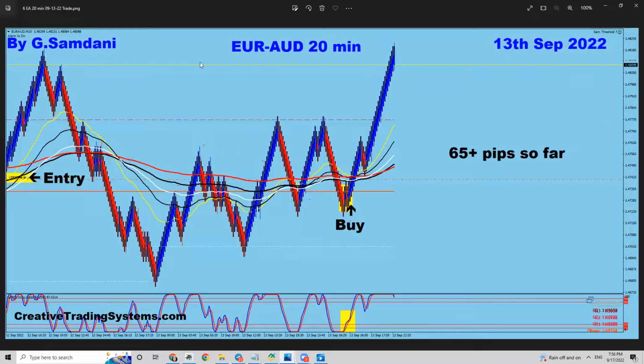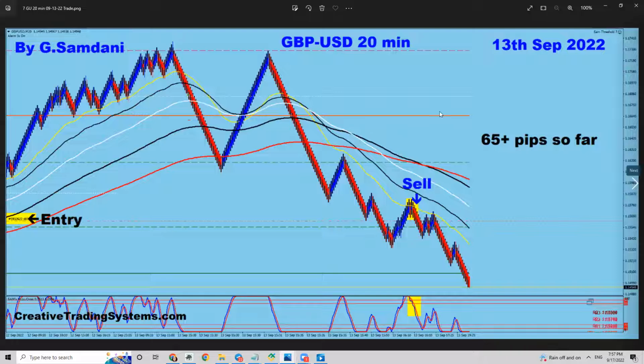On the 13th, this is Euro Aussie. Euro was getting strong and Aussie was getting weaker. So that's why this pair started to move to the upside. But it is at the end of the road now, and from Monday, it's going to start dropping. I'll show you why. Pound USD again on the 13th.